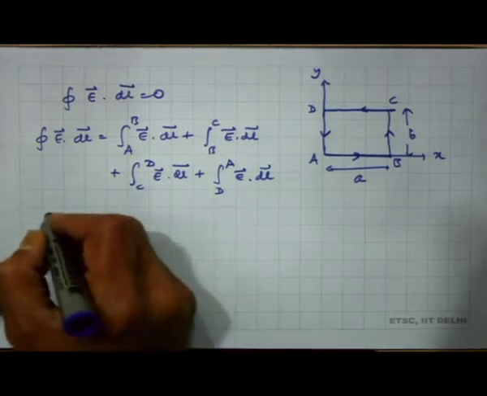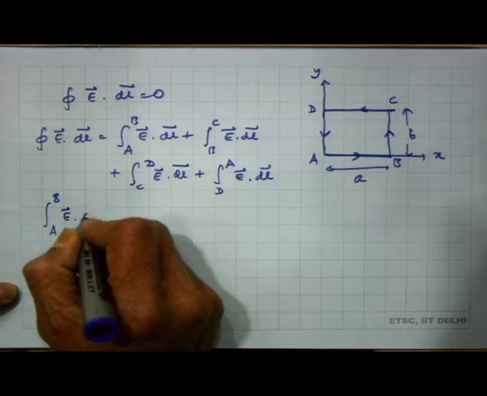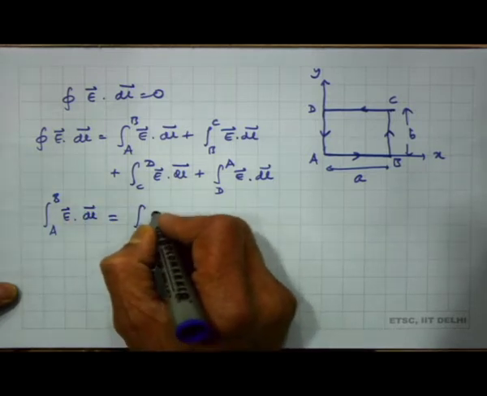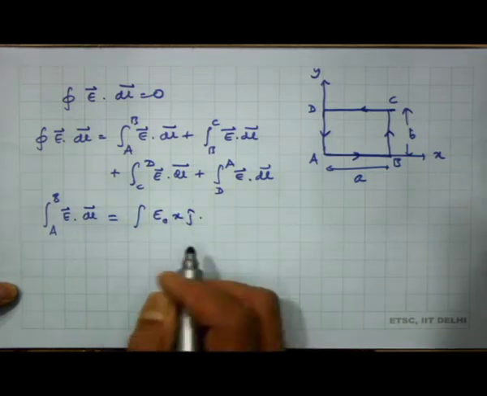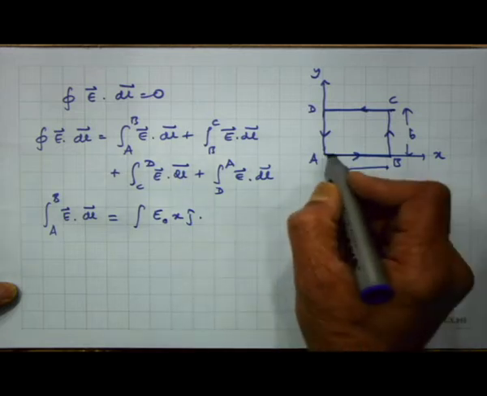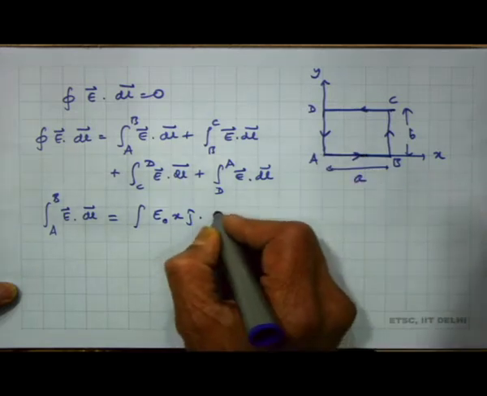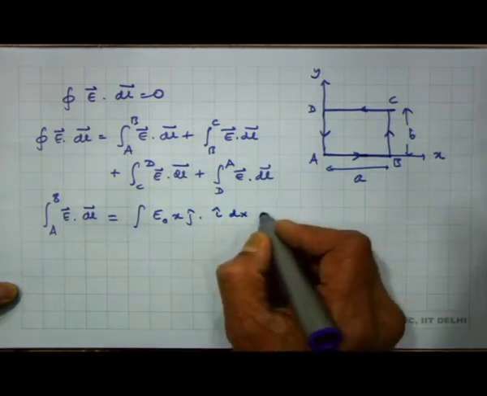Now, what is integral A to B E dot dl? It is equal to integral E naught x j cap dot dl. Now, I am integrating from A to B, that means dl must be along the x axis. So, dl is nothing but i cap dx, and because j cap dot i cap is 0, this is equal to 0.